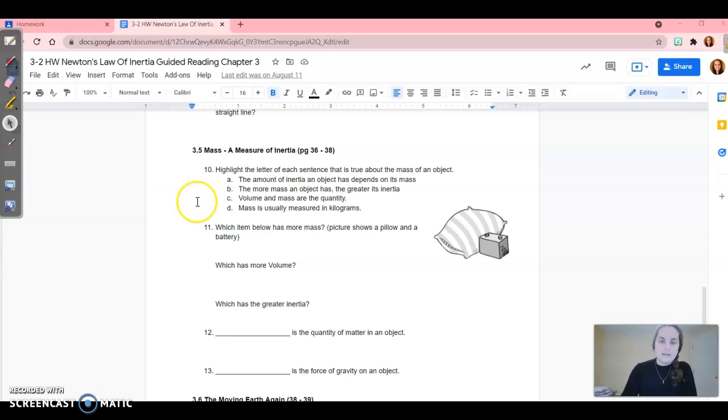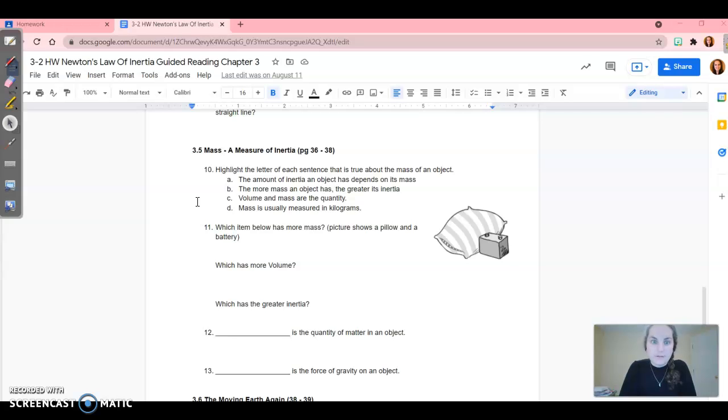Number 10, highlight the letter of each sentence that is true about the mass of an object. The amount of inertia on an object depends on its mass. Inertia is a property of matter. Again, if you take up space and have mass, then you matter, right? So A, the amount of inertia an object has depends on its mass.